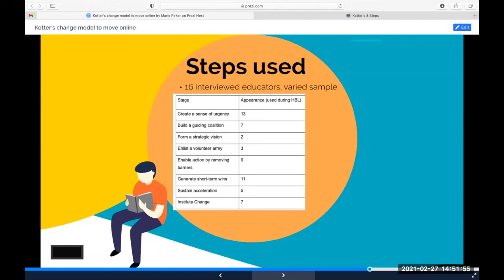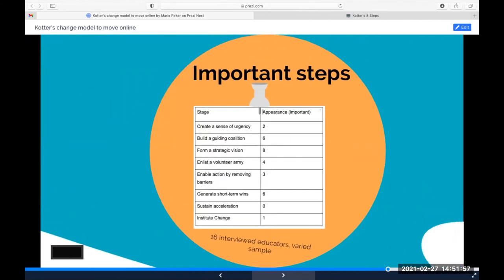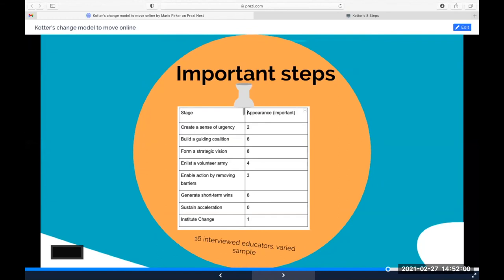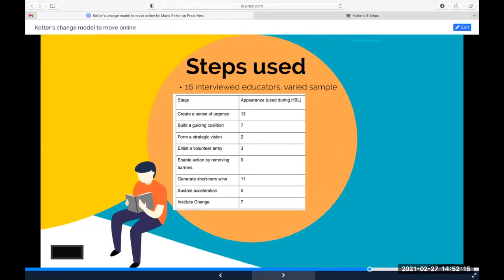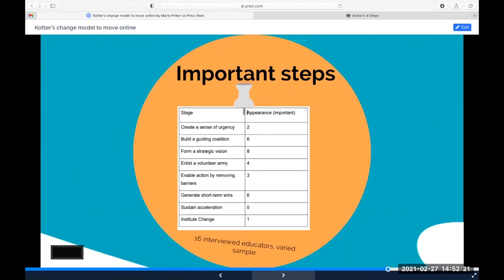And now compared to what people found important, it's actually quite interesting to look at it. When we look at building a guiding coalition, generating short-term wins and form a strategic vision, is the 3 that are the most important. So when we go back one more time and look at strategic vision, that was the one that was not used at all, or basically not used. Only 2 people said they used it. And 8 people found it very important. So I think that's a very important finding just for us.